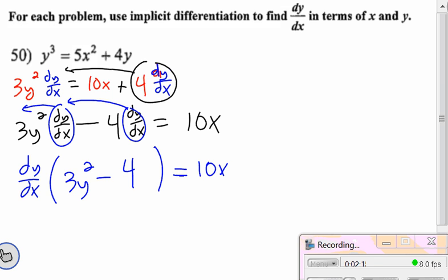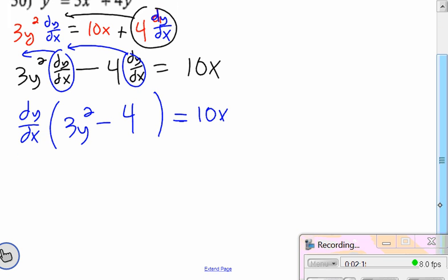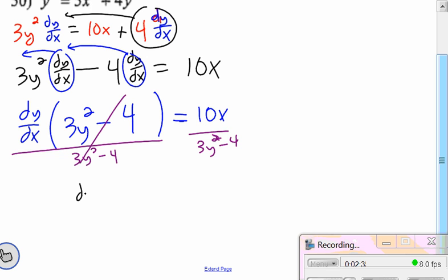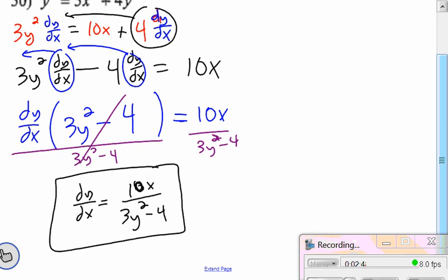The last step in this process is to isolate the dy/dx, so we just have to divide by this to both sides, and we get dy/dx by itself. So the final answer is dy/dx equals 10x over 3y squared minus 4. That's our answer. That's the derivative using implicit differentiation.